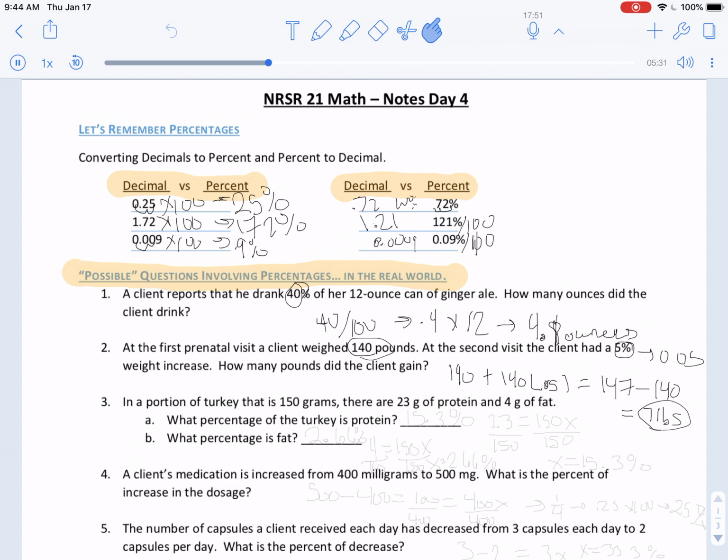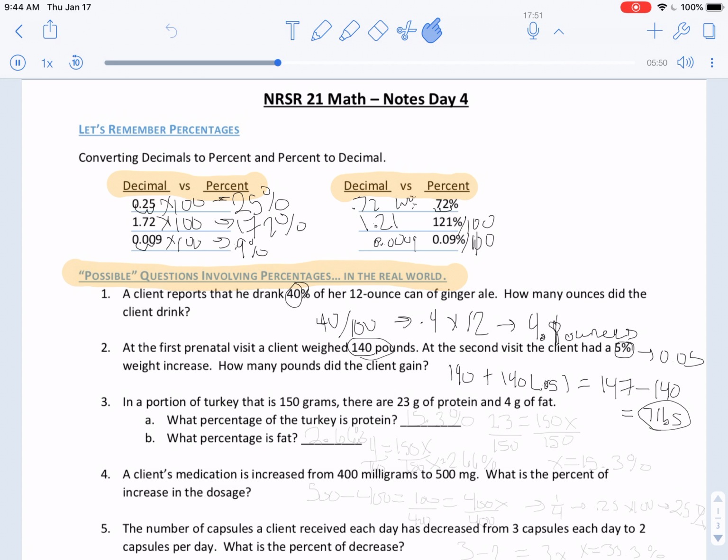And then for your third problem, in a portion of turkey that is 150 grams, there are 23 grams of protein and 4 grams of fat. Now we need to find what percentage of the turkey is protein and what percentage is fat.